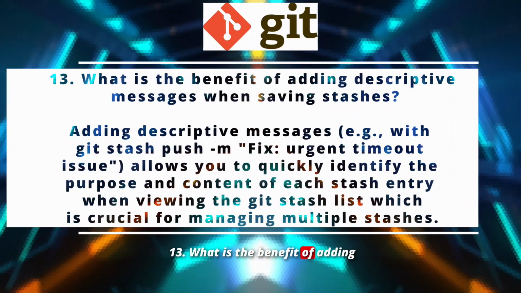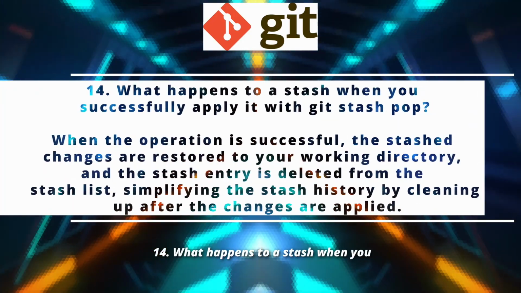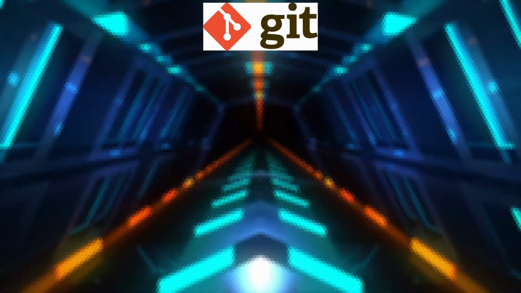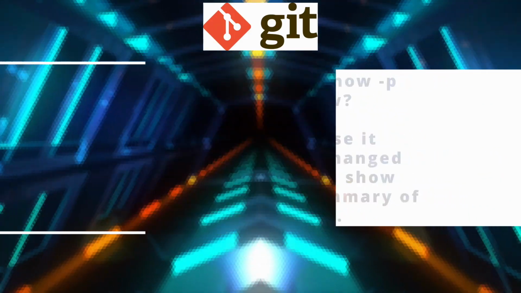13. What is the benefit of adding descriptive messages when saving stashes? 14. What happens to a stash when you successfully apply it with Git stash pop? 15. Why would you use Git stash show -p instead of just Git stash show?